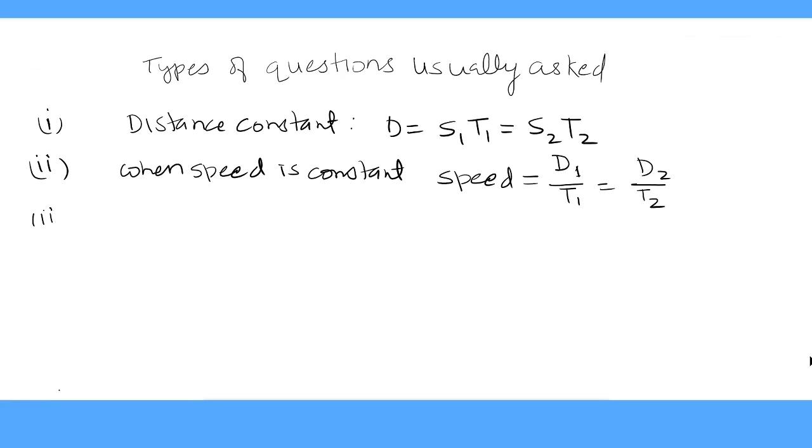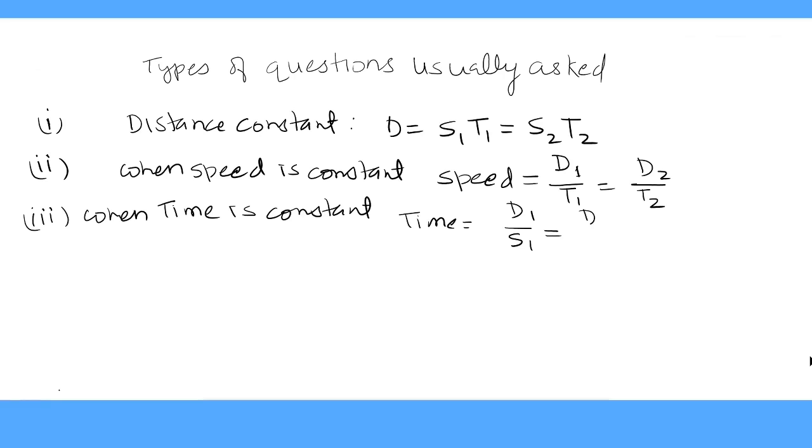Third type of questions asked are when time is constant, when time is same. So time equal to distance upon speed. So d1 upon s1 equal to d2 upon s2. Fourth type of questions are asked on average speed. We have already solved the example of average speed, in which the formula is total distance upon total time. And fifth type of questions are miscellaneous questions involving all these things, and we will solve some miscellaneous questions as well.